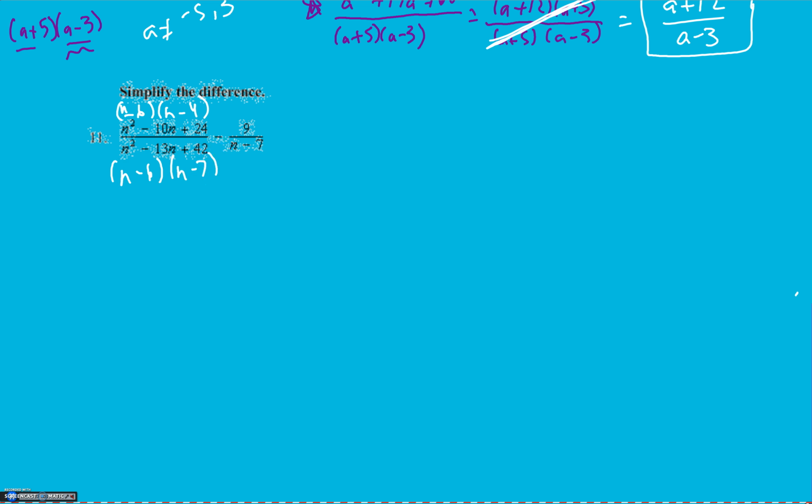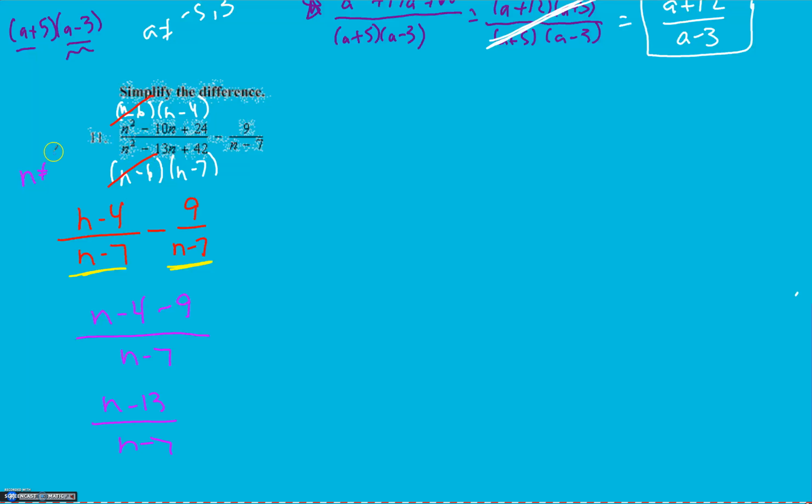So again, here we can simplify our n minus 6's. We wouldn't have to. We can work it out the other way as well, and I will. But just to show you here, we'd have n minus 4 over n minus 7 minus 9 over n minus 7. Our denominators here are already the same. So we can rewrite this as n minus 4 minus 9. Just combine those numerators exactly as written over n minus 7. Over that common denominator, we get n minus 13 over n minus 7.